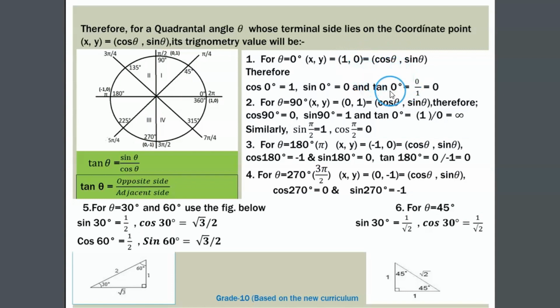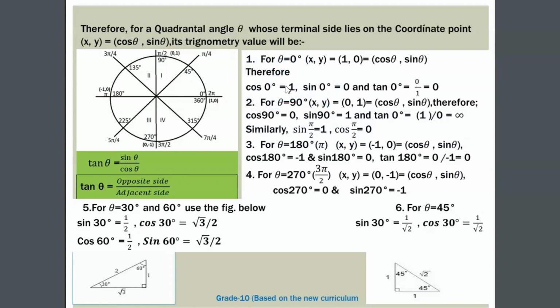Tan of 0 degrees: what does tan mean? How do you find tan? Tan of 0 degrees, or tan of any angle, can be found by dividing the sine of the angle by its cosine value. Sine over cosine.